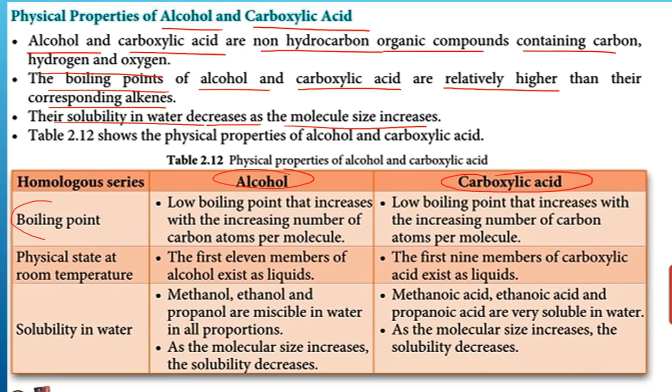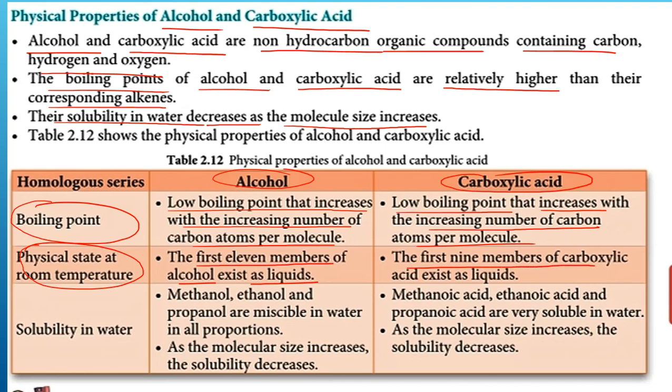Okay? First one, boiling point. Alcohol has a low boiling point that increases with the increasing number of carbon atoms per molecule. Carboxylic acid also has a low boiling point that increases with the increasing number of carbon atoms per molecule. Physical state at room temperature: the first 11 members of alcohol exist as liquids, and the first 9 members of carboxylic acid exist as liquids.